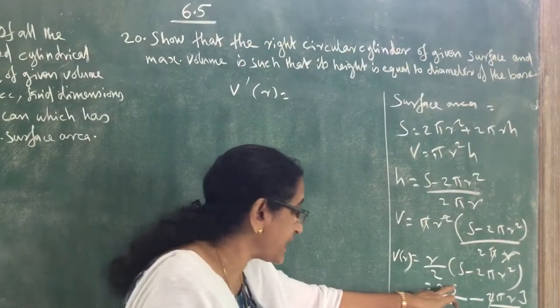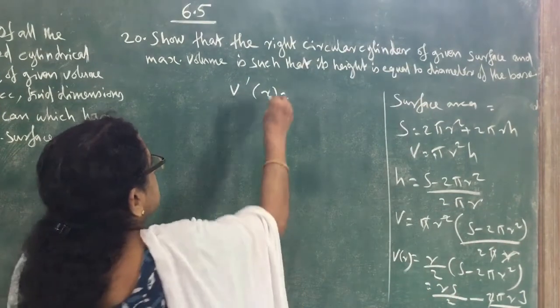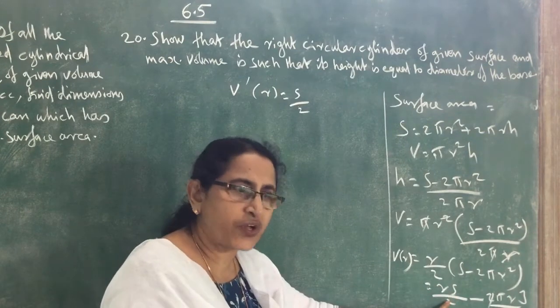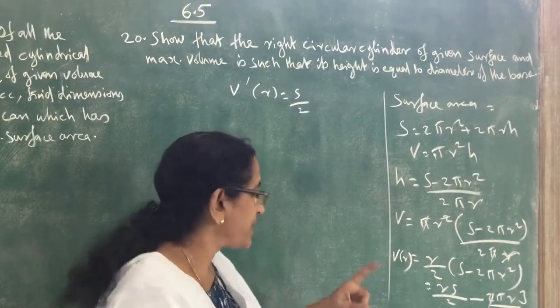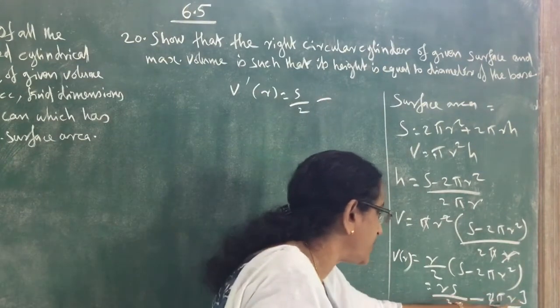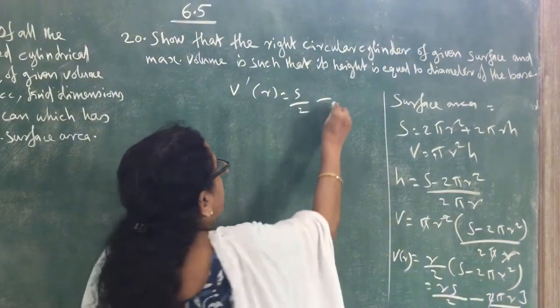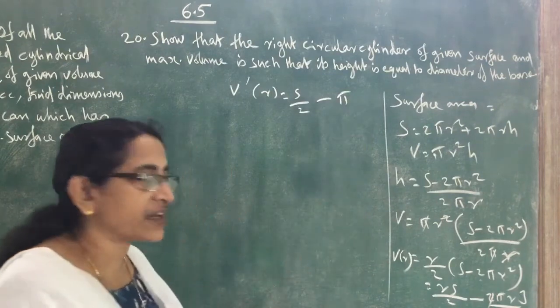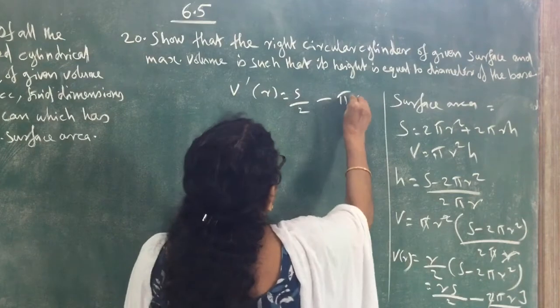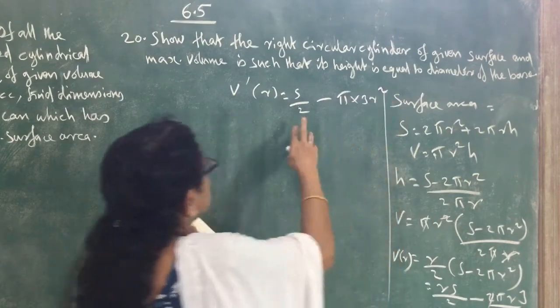So S by 2 is constant. S by 2 into the derivative of r, that is 1. So S by 2 into 1, minus, here pi r cube, pi is a constant, so minus pi into the derivative of r cube with respect to r, that is 3r square. So into 3r square. That is the derivative.